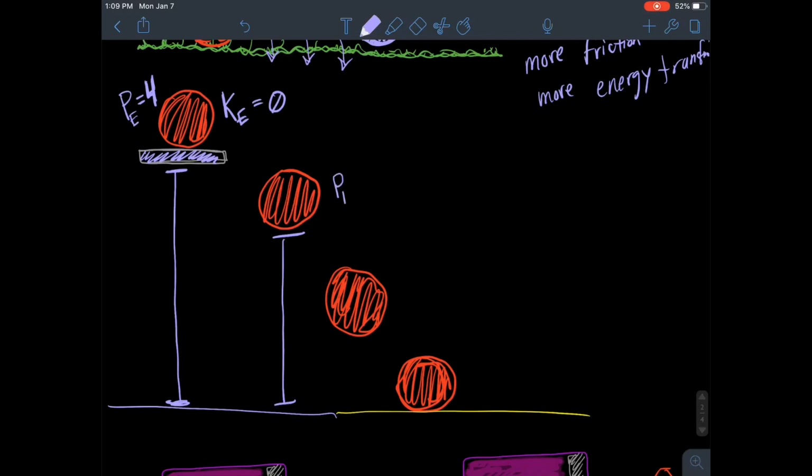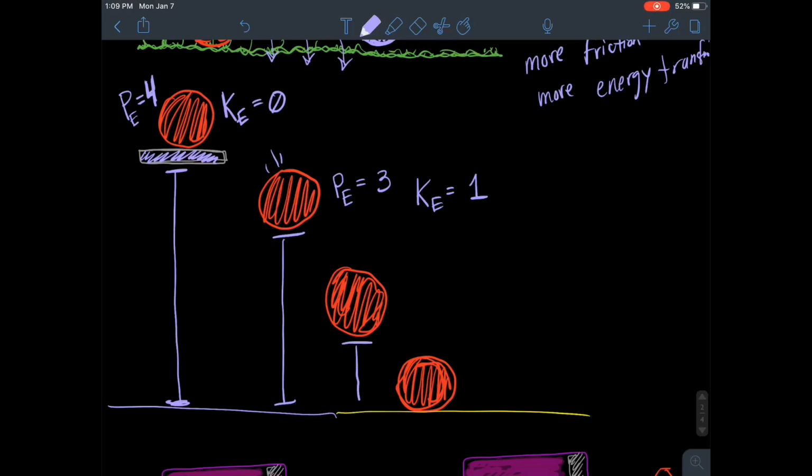So it still has some potential energy, but it doesn't have as much as it did before. So let's say it now has potential energy 3. Well, this ball is in motion because it's falling. So let's say that it has some kinetic energy, but it just started falling, so it doesn't have much. So we'd say it has kinetic energy of 1.